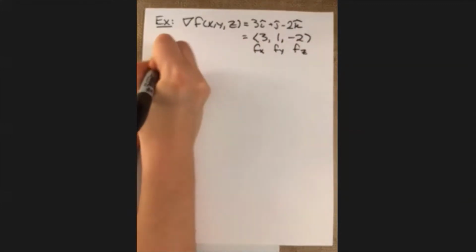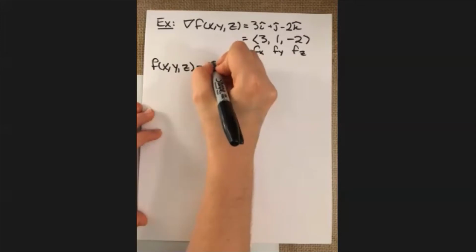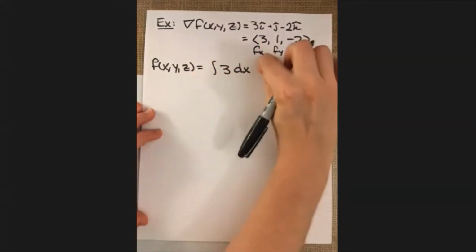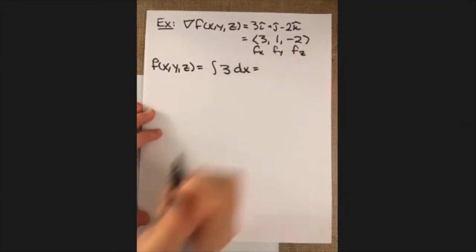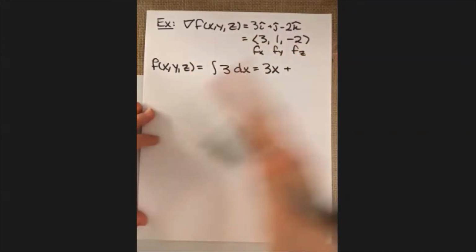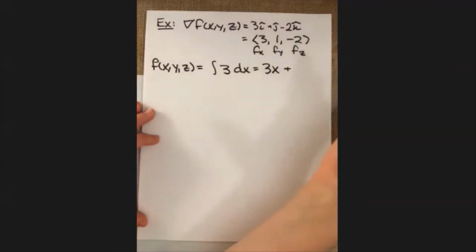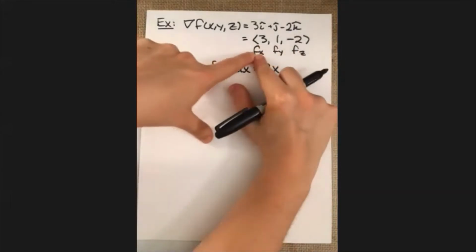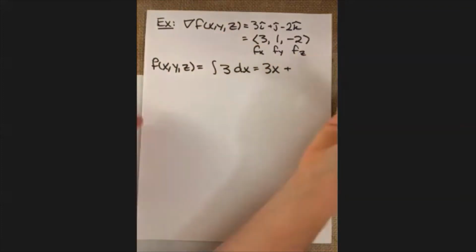So we know that f of x, y, z has to somehow be equal to the antiderivative of 3 with respect to x. So that's undoing the partial derivative with respect to x. And this is equal to 3x. But then, you know how when we take a derivative, anything that's constant gets chopped off, right? Well, same idea applies when we're taking a derivative with respect to x. Anything that's only in terms of y and z is also going to get lost.